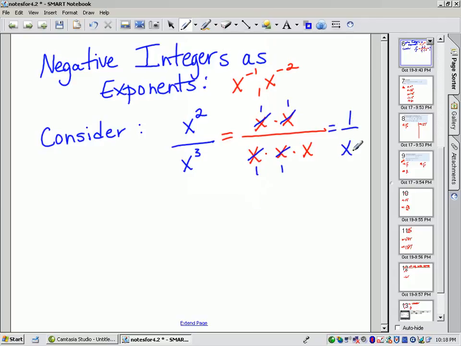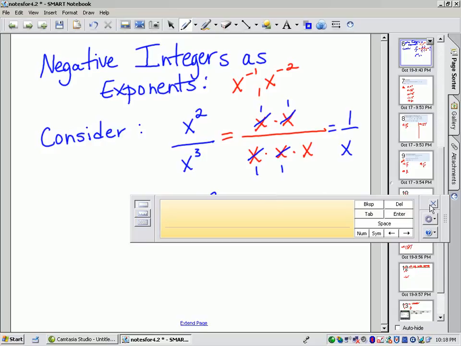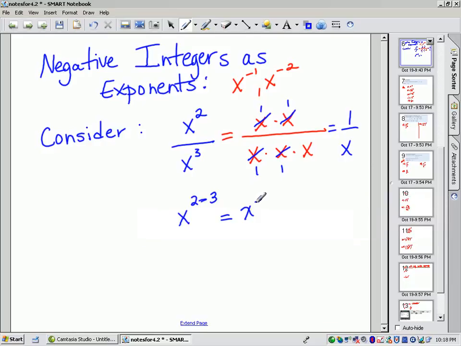Well, let's look at it using the quotient rule that we just talked about. We have x squared over x to the third. Using the quotient rule, that would have to be x to the 2 minus 3. Well, x to the 2 minus 3 is x to the negative 1. Sorry, I don't know why that pointer is still there. x to the negative 1. Well, what did we just talk about? We can't have an expression that equals two different things, so it has to be true that x to the negative 1 has to be the same thing as 1 over x.